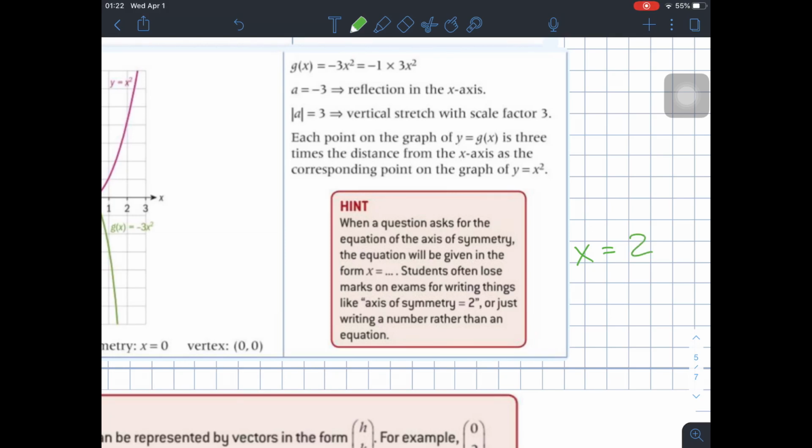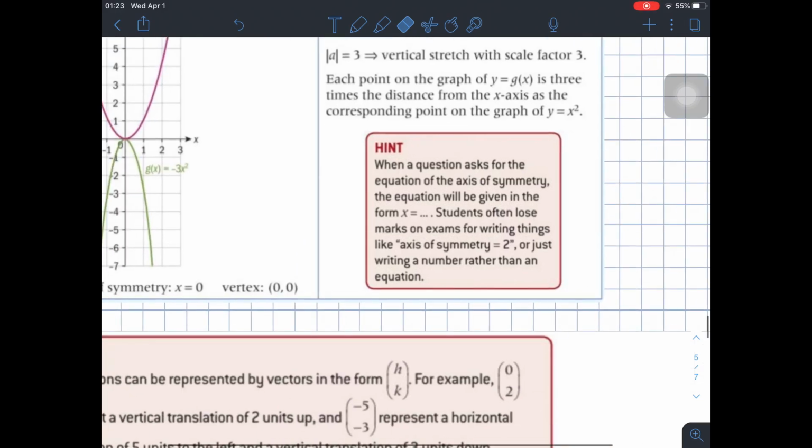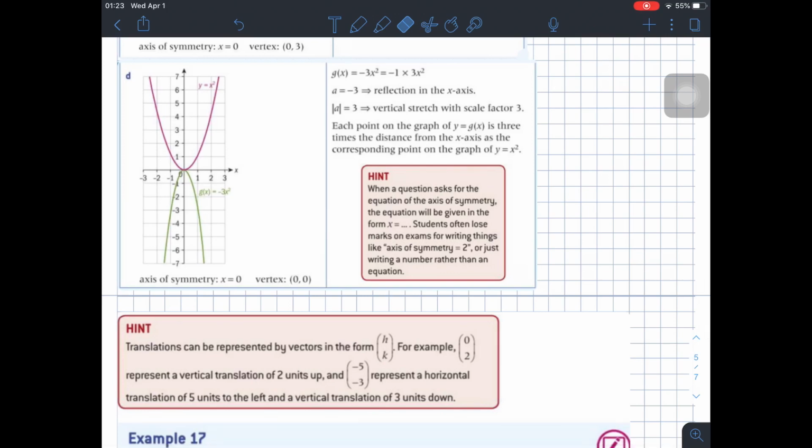Do not write just 2 for the equation of the axis of symmetry, because remember, it's the equation of a vertical line, and the equation of a vertical line is always x equals something. So don't forget that. You should always write x equals and the value of the axis of symmetry.